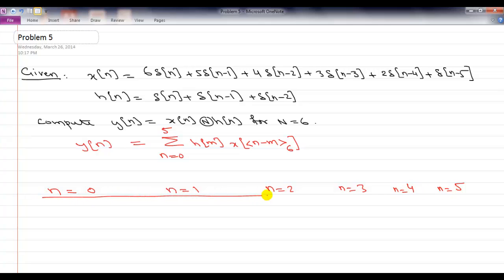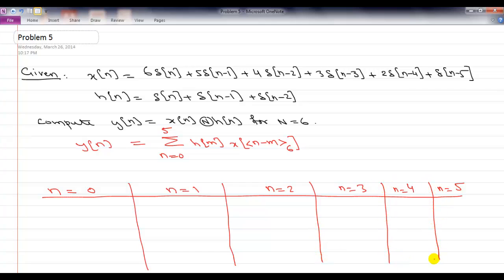So we just start with that. And each of these columns will give us an output. Now for n equal to 0, we fix one sequence. So let's fix h of m. So h of 0 is 1. H of 1 is 1.